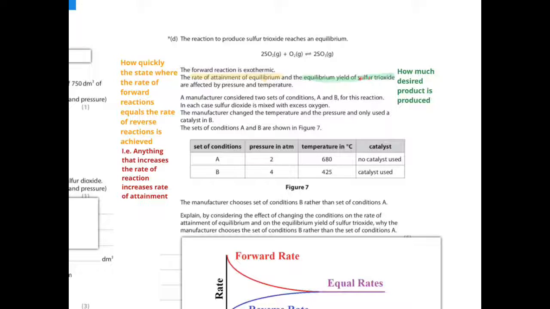And the equilibrium yield of sulfur trioxide is basically how much desired product is produced. So yield is how much you get, and that's just another way of saying how much desired product is produced.